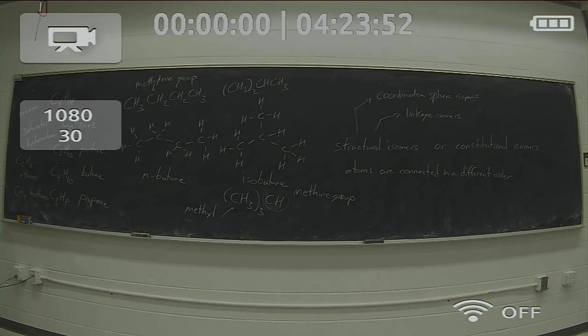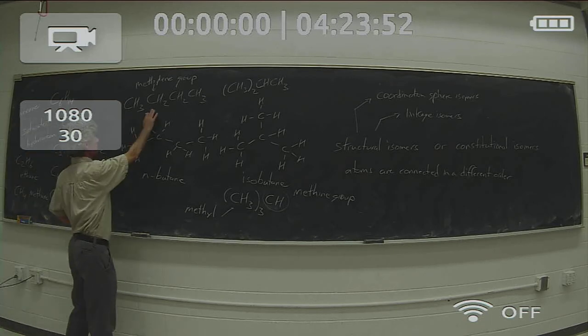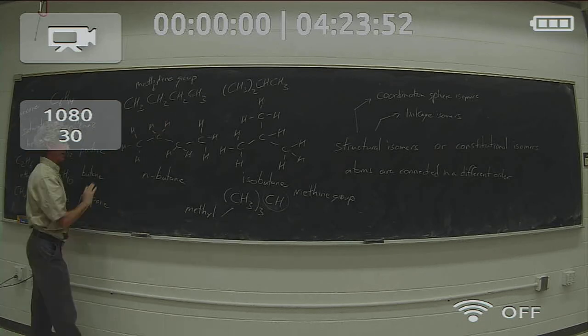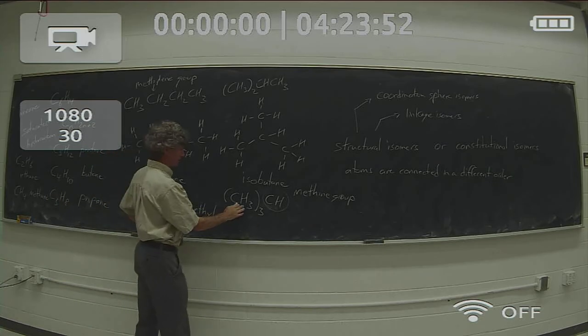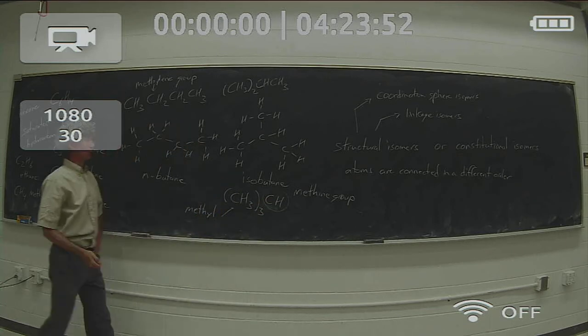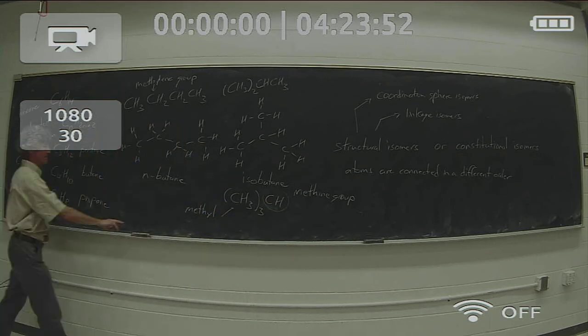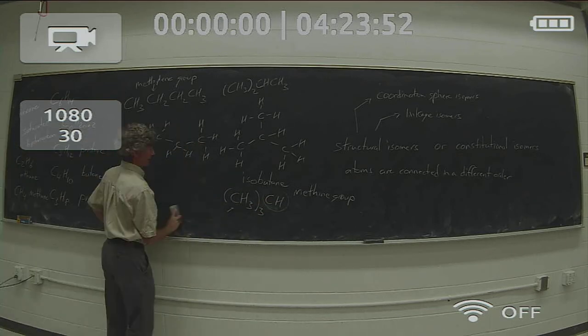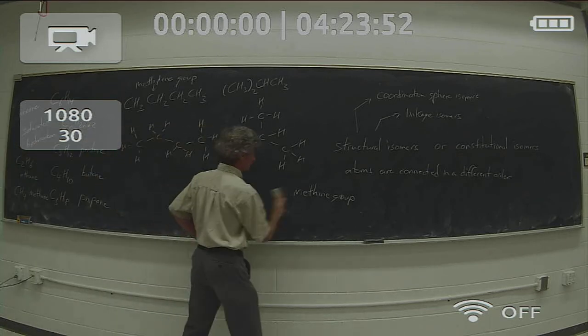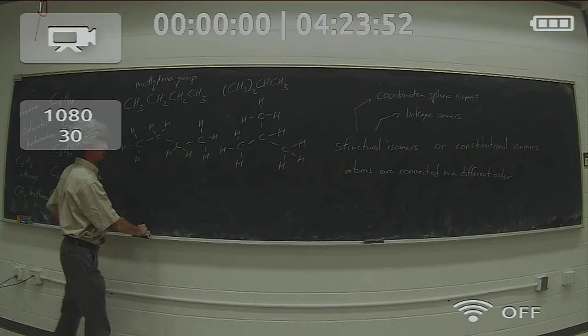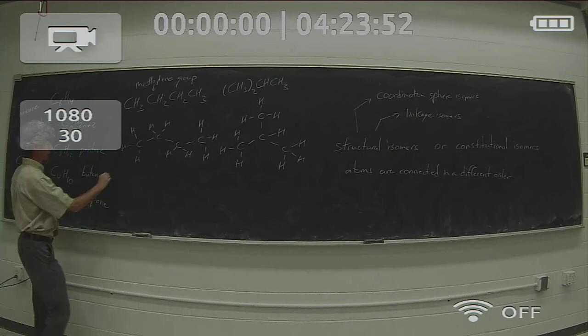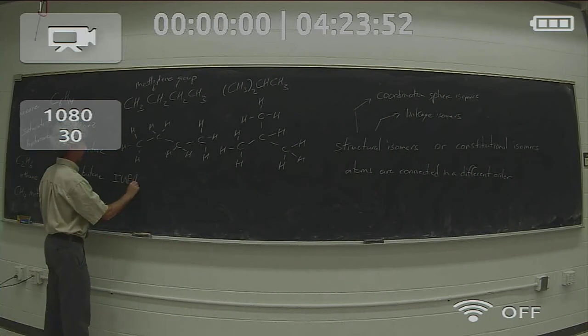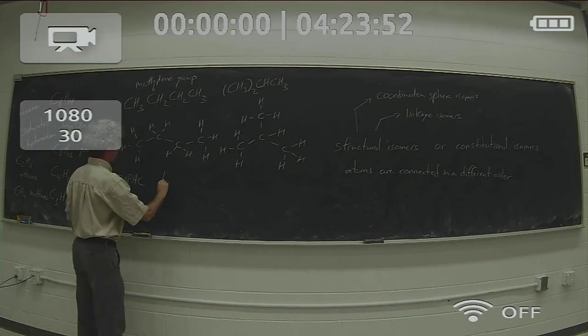So we have two possible ways of writing C4H10 as a condensed formula: CH3, CH2, CH2, CH3 for n-butane, and (CH3)3CH for isobutane. Those are common names. The International Union of Pure and Applied Chemistry, or IUPAC, would simply refer to this as butane.